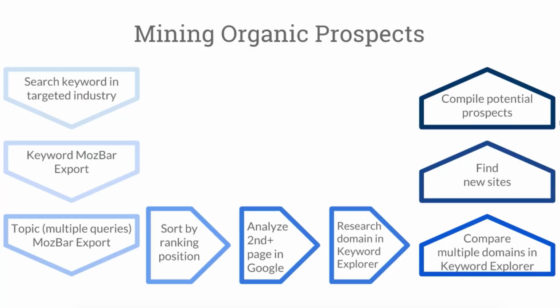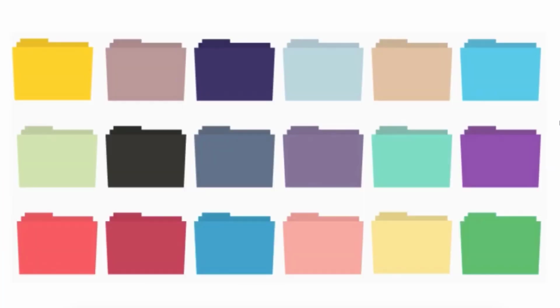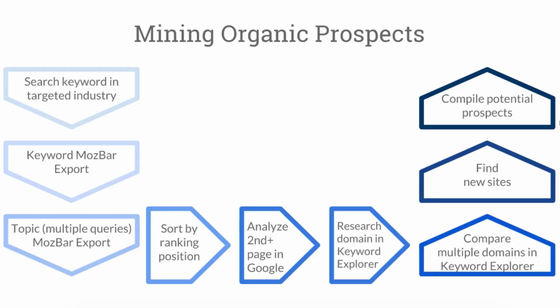Last, you'll want to start compiling your potential prospects grouped by industry. This way you can easily reference this list when you're ready to take on new clients. And in fact, you'll go through this process for each industry, keeping a separate folder for each one. So that's your process for mining organic prospects by industry.